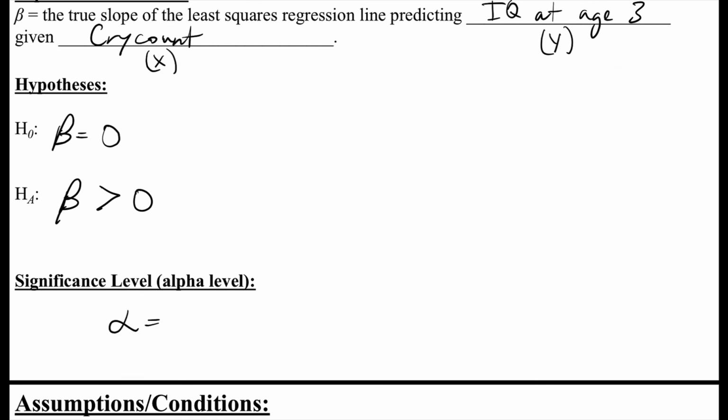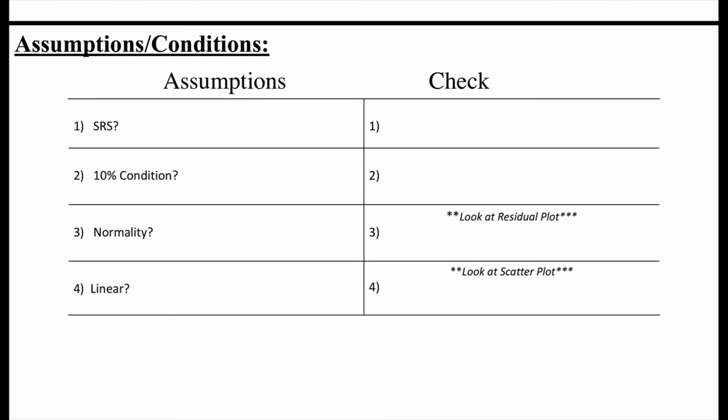Okay. Alpha is 5. Assumptions, conditions. The 38 babies they researched, how did they get those? Randomly. Okay, so stated. 10% condition? So what would N be? What does little n represent? 38, but what does it represent?